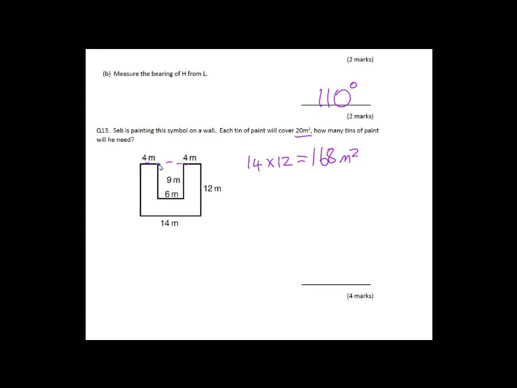Now all we need to do is take away the smaller area, like the shape of a door, which is 9 by 6. And that gives us 54 metres squared. So to work out the area he needs to paint, 168 subtract 54 gives us 114 metres squared.